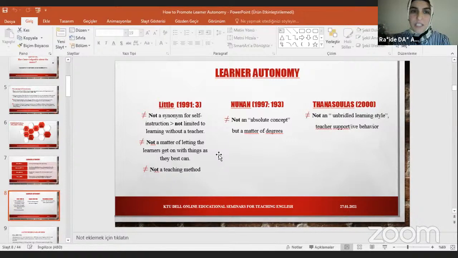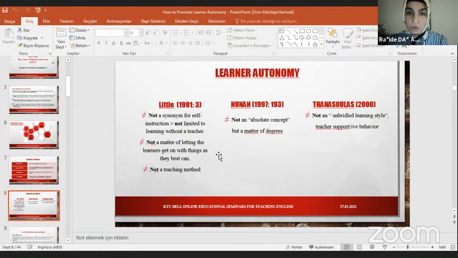Little, as you see on the screen, says that it is not a synonym for self-instruction. So it is not limited to learning without a teacher. We have a teacher in the class, so you should give an account for that. It is also not a matter of letting the learners get away with anything. It doesn't mean that as a teacher, you are letting learners do everything they want. No, and it is not a teaching method. It is a concept.